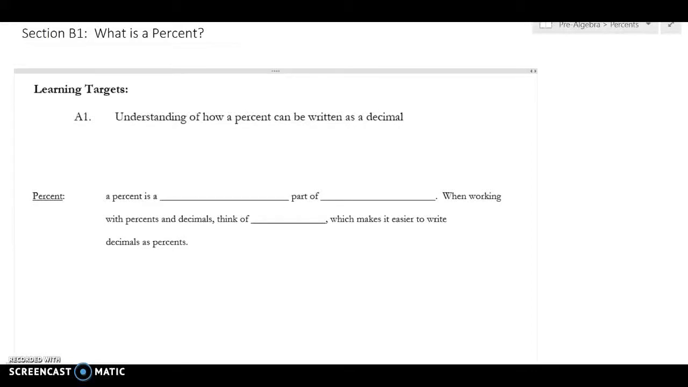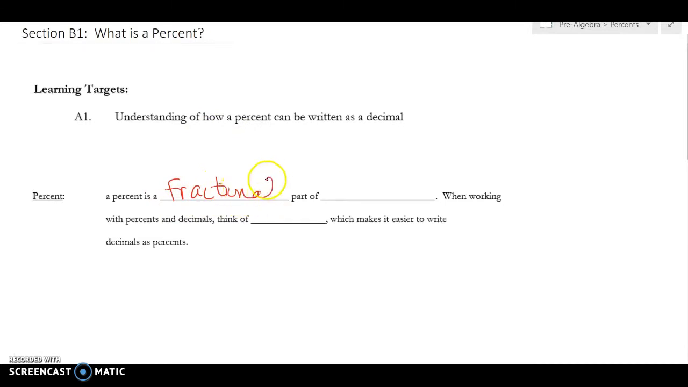All right, so what we're working on today is determining how to go from a percent to a decimal. And the first thing we have to do is understand what a percent is. Well, a percent is just a fraction. It's a fractional part of 100, or of the whole. And 100% is usually the whole, okay?